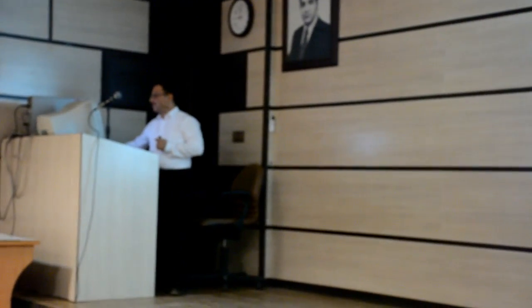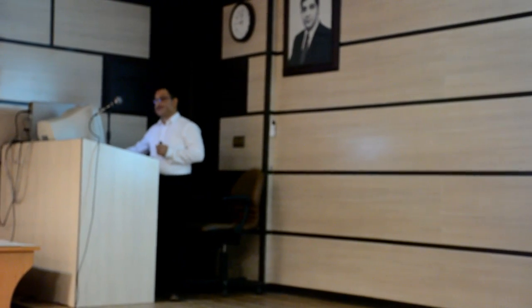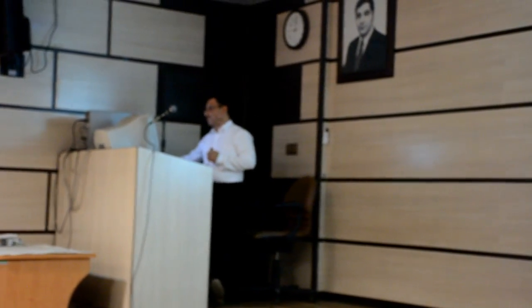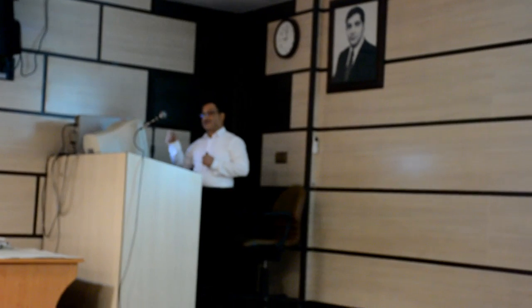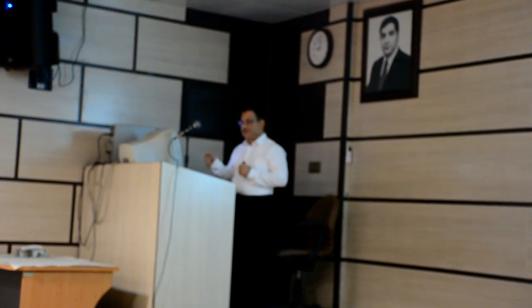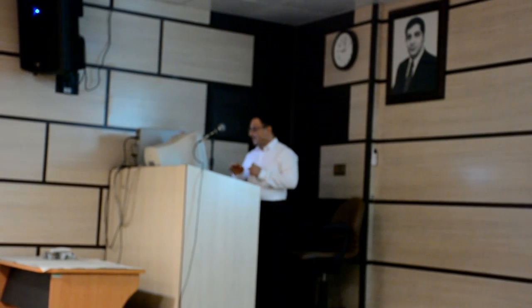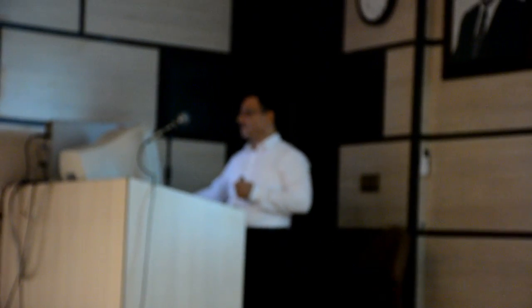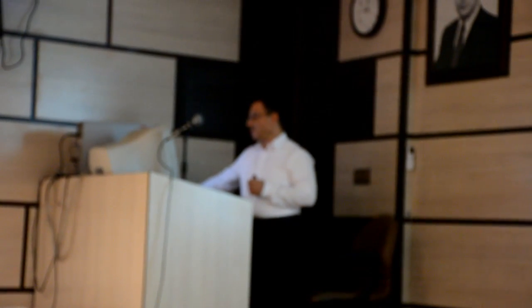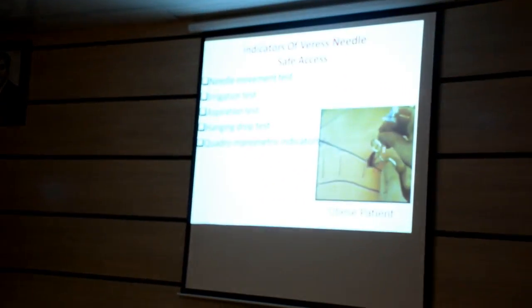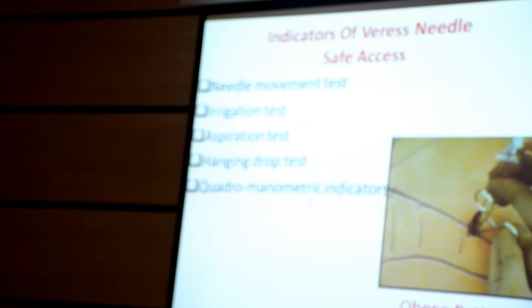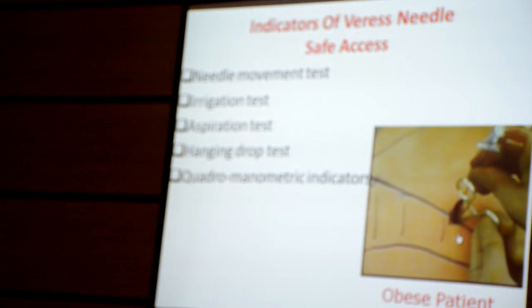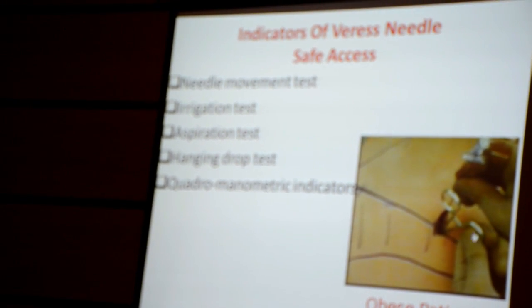How do we ensure that we are entering safely inside the abdomen? We have four tests: the needle movement test, where the Veress needle moves freely in and out inside the wound that we are creating, the irrigation test, the aspiration test, the hanging drop test, and the quadrimanometric indicator. I will be talking about them, but in obese patients, when we are doing laparoscopic sleeve gastrectomy or bypass, we have a special technique we use every time in our hospital.